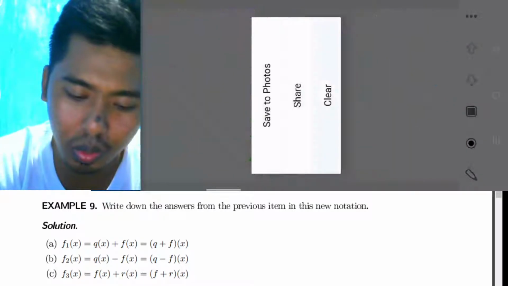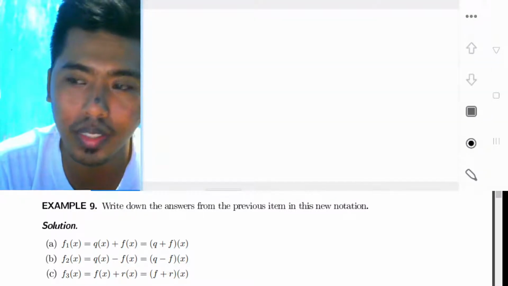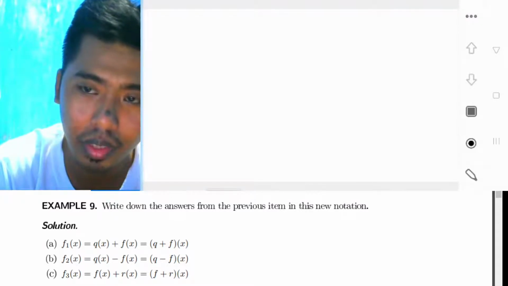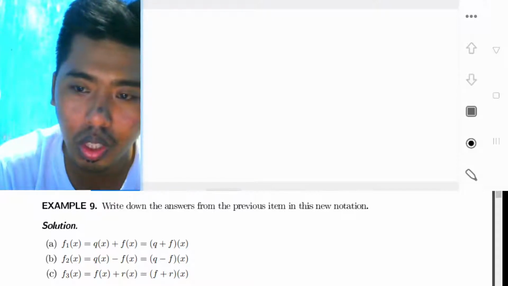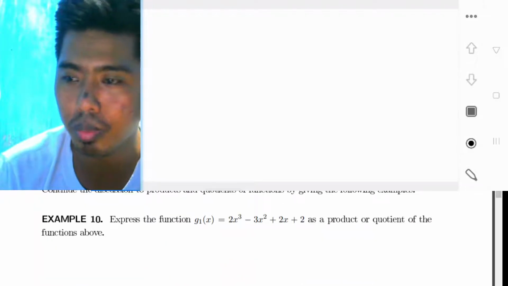Okay, so let's clear this first. Example number 9: write down the answer from the previous item and this new notation. So no need, let's continue. Let's proceed to number 10.